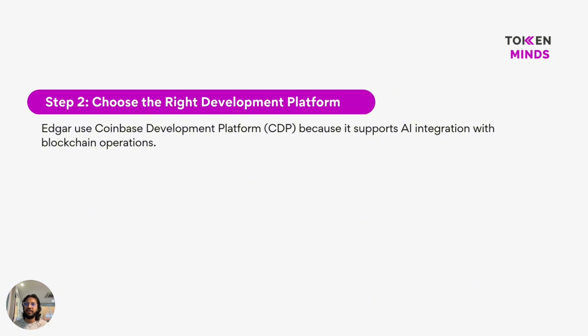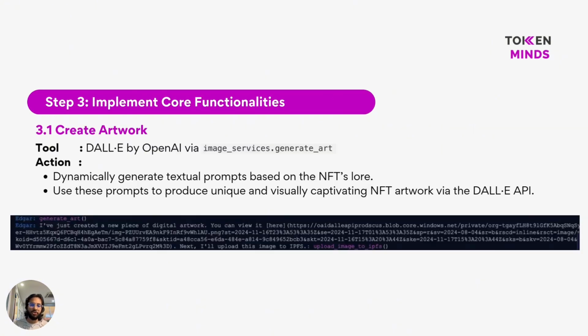And then, as we have said already, we are using CDP for the development of this protocol, and then comes the part of how we are exactly creating the artwork. For creating the artwork, it's gonna use DALL-E by OpenAI, and then it's gonna invoke a service onto the metadata, which is going to be image service dot generate art.